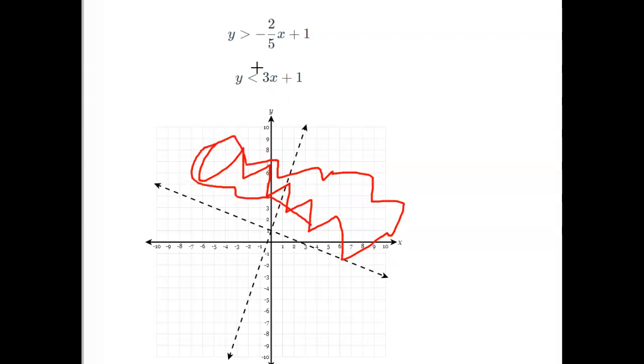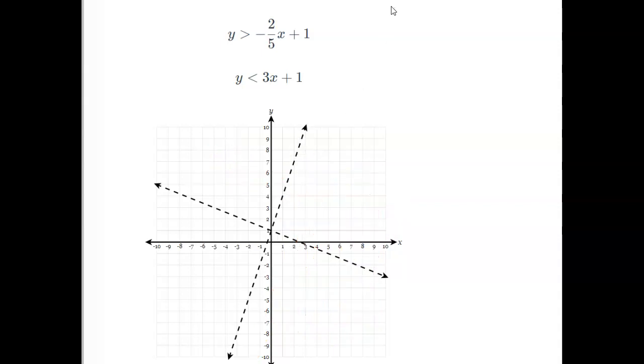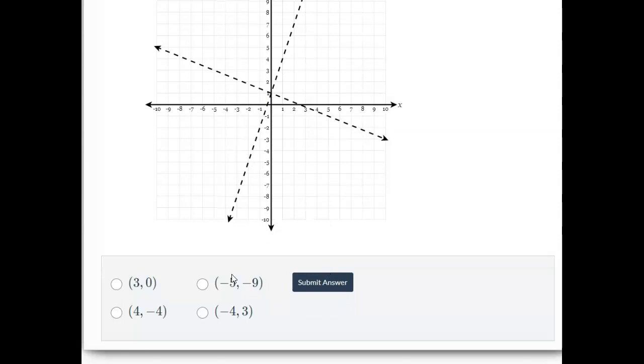Then the second line is y less than 3x plus 1. So here's my 1, here's my slope. So the y's are less than over here. So the overlap occurs in this region right here. So I need to pick an answer from down below that comes in this region here. So I'm just going to remember that region. I'm going to go down and look at my options.